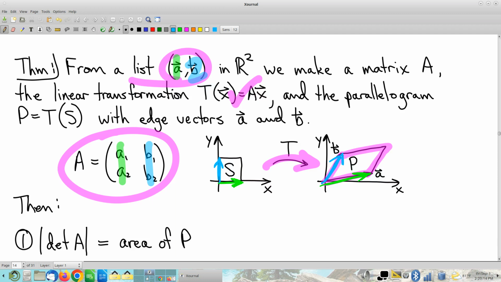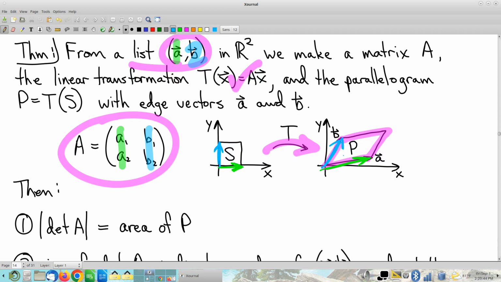Now, I haven't actually stated a theorem yet. I've just made the observation that if you give me a list of vectors, I can turn that into a matrix, which I can turn into a linear transformation, which I can turn into a parallelogram, right? I haven't made any statements about these things yet, but I'm just pointing out, you give me a list, I can make these things. Is that cool so far? And now I'm going to start actually saying stuff about these things. Really surprising result.